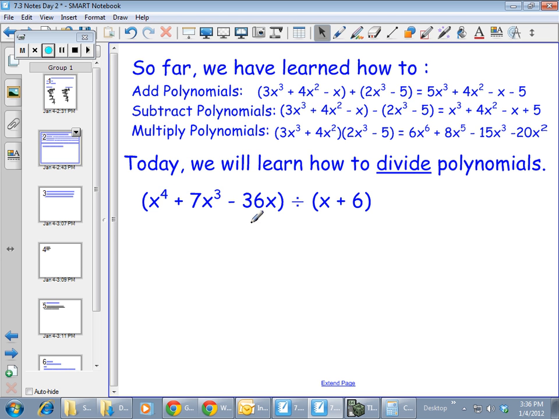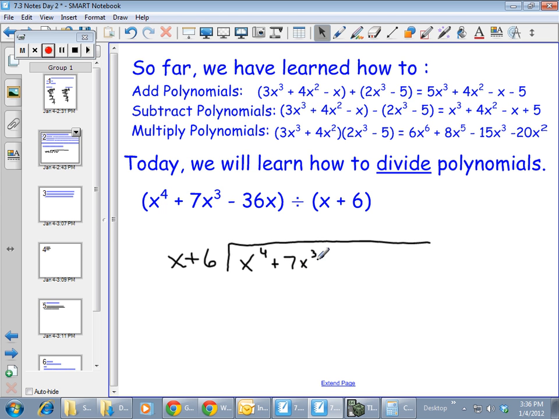So we'll set it up the same way. If we were dividing by 16 in the last problem, we wrote that out here. So we're dividing by x plus 6, so we'll write that on the outside. And then underneath, make a big long division symbol, we'd write this polynomial. So x to the 4th plus 7x to the 3rd, and then I'm going to leave a space here. I'm going to do minus 36x.